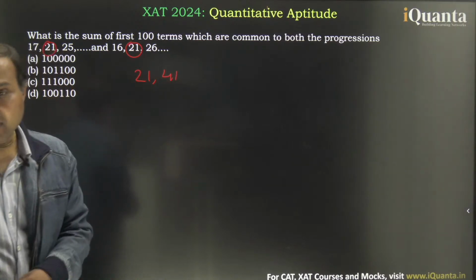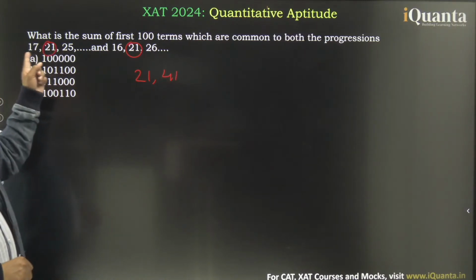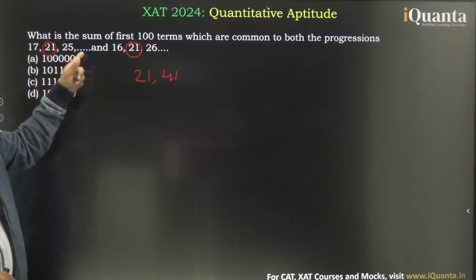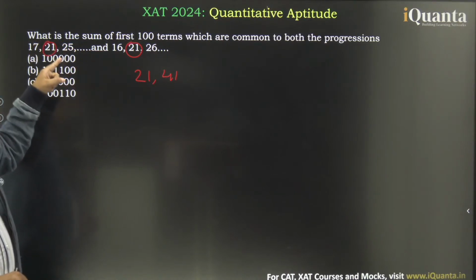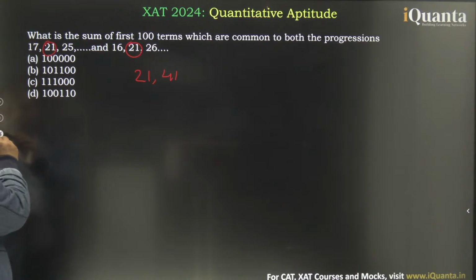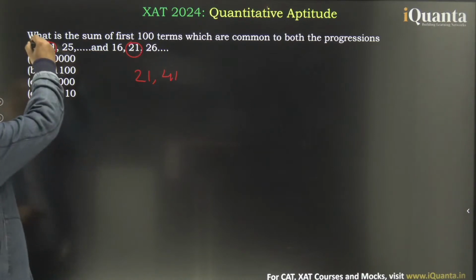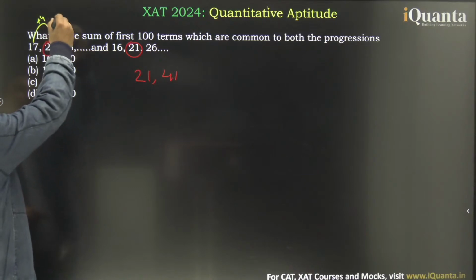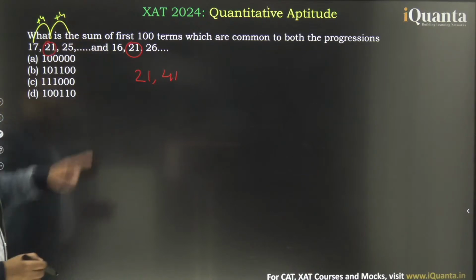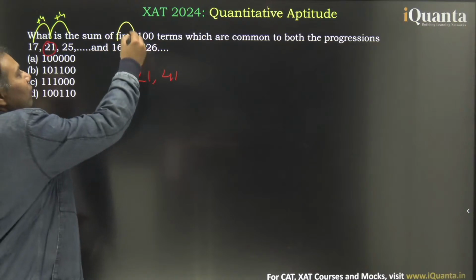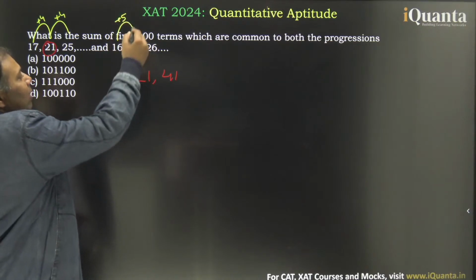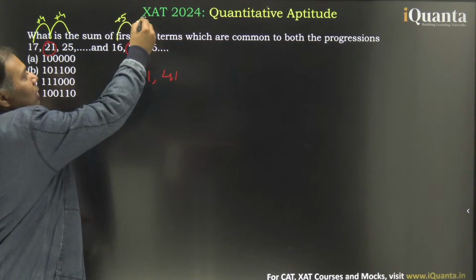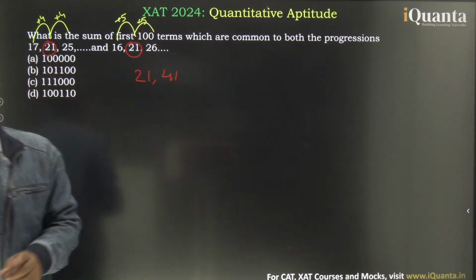How did we get to know this? Because of the common difference. In this first sequence, it's an AP with a common difference of 4, right? 17 plus 4 makes it 21. Let me write it. 17 plus 4 makes it 21. 21 plus 4 makes it 25, and so on. And in the second sequence, we have a common difference of 5. So 16 plus 5 makes it 21, and again 21 plus 5 makes it 26. So 21 is the first common term.